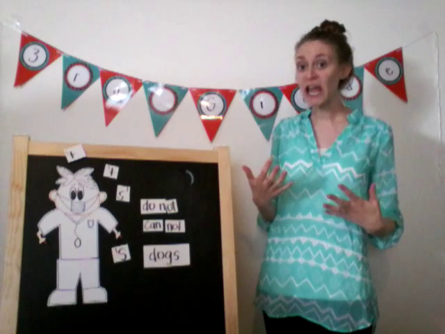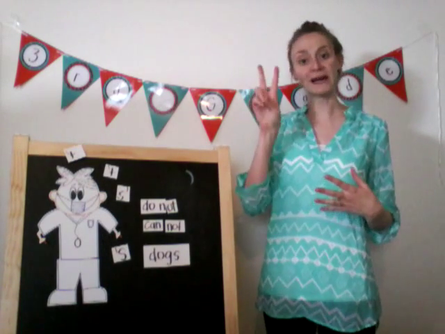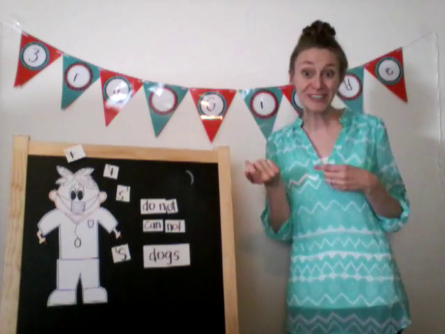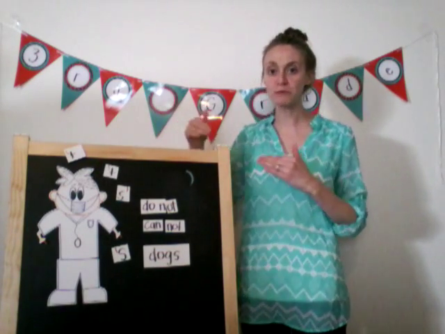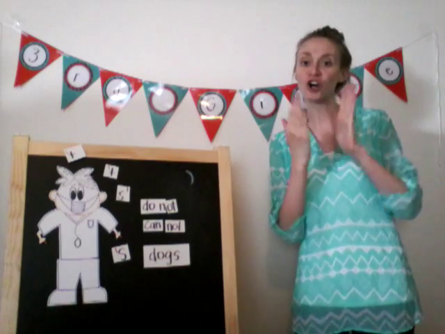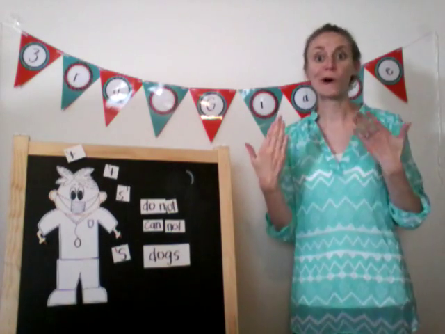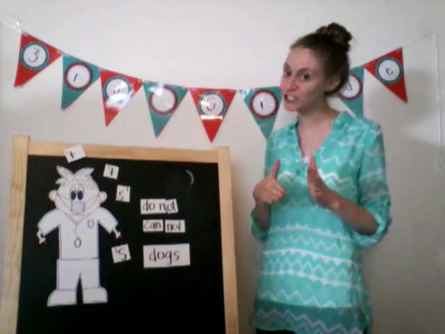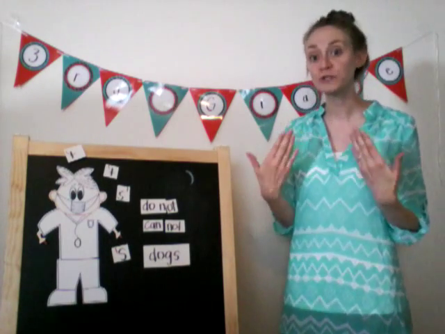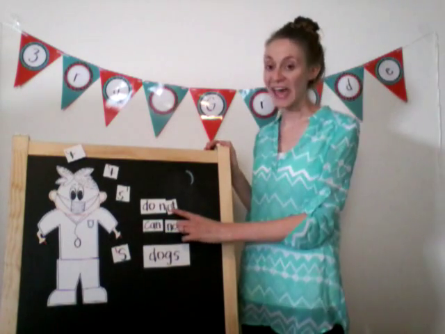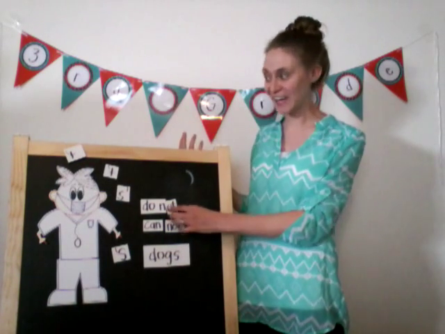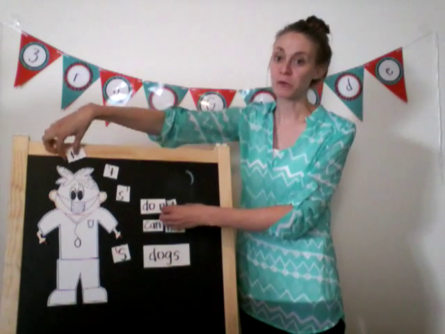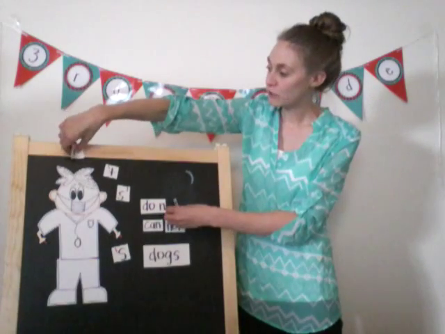A contraction is two words that you combine into one word. Let me give you an example. So I have my doctor here, and my doctor is going to be helping me to kind of surgically alter these words to show apostrophes. All right, now our first contraction, we're going to use the two words do and not. Now there's another way that we can say do not. We say don't. So I'm going to take this over here.